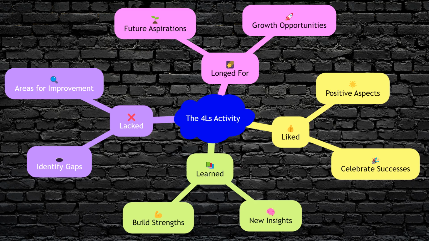The 4Ls activity stands for liked, learned, lacked, and longed for. Team members are asked to reflect on the sprint and categorize their feedback into these four areas. This activity encourages a balanced discussion covering both positive aspects and areas for improvement. By focusing on what was liked and learned, the team can celebrate successes and build on their strengths. Discussing what was lacked and longed for helps to identify gaps and areas for growth. The 4Ls activity provides a comprehensive view of the team's experiences and insights.